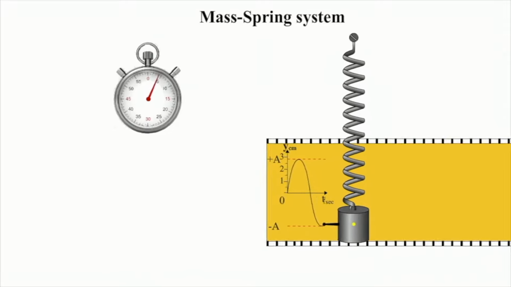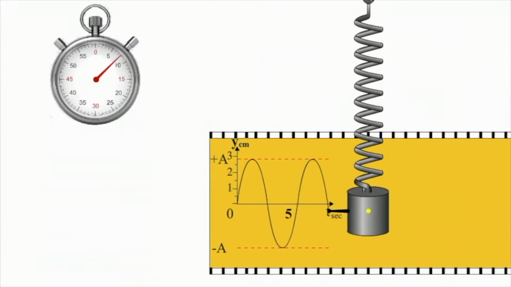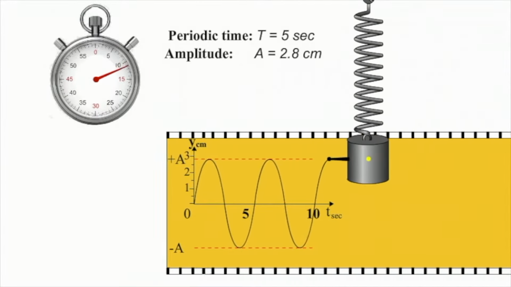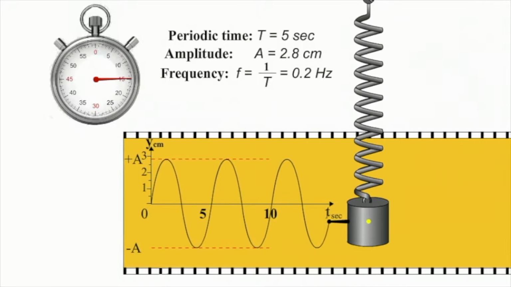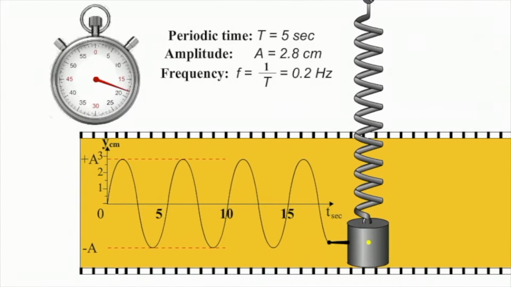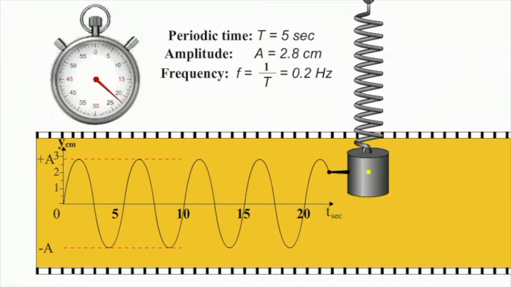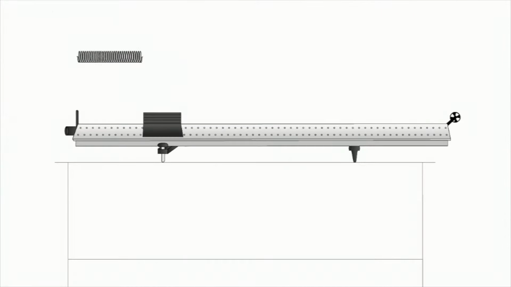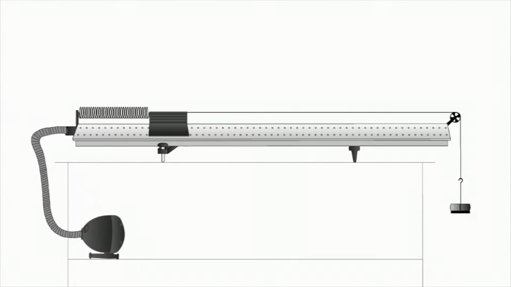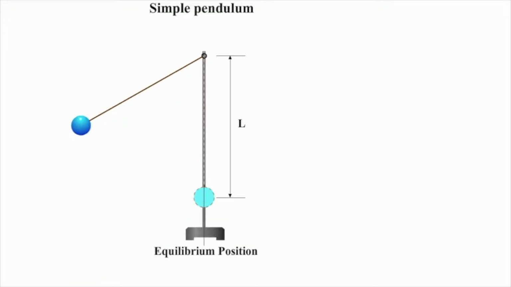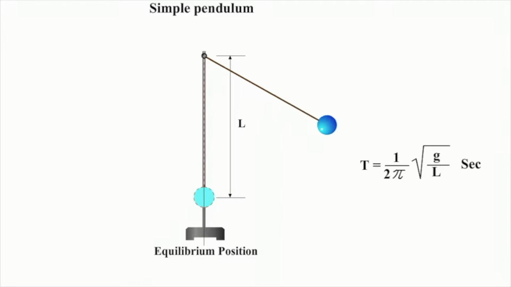Amplitude A is the maximum displacement of the system from rest. Over time, the plot of change in amplitude is a sine wave. The period does not depend on amplitude of oscillation. For a spring, the period of oscillations depends on the spring constant K and the mass attached to the spring. For a pendulum, the period depends on the length of the pendulum and the strength of gravity.